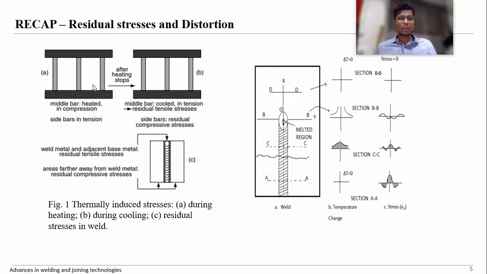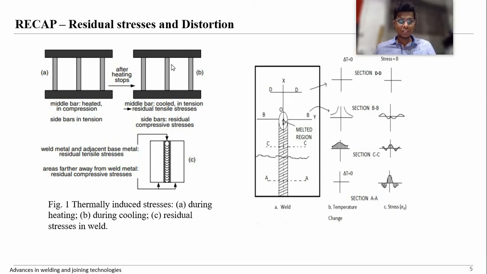Now I will stop the heating and allow it to cool down, because of atmospheric convection, and also due to convection and conduction and other things, heat losses will happen. So once it starts cooling, this middle bar tries to contract. Obvious, right? Once it is at higher temperature, it expands, and once the temperature decreases, for any metal in general it tries to contract. So the middle bar tries to contract.